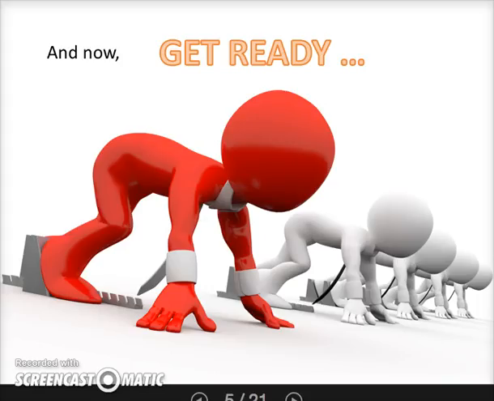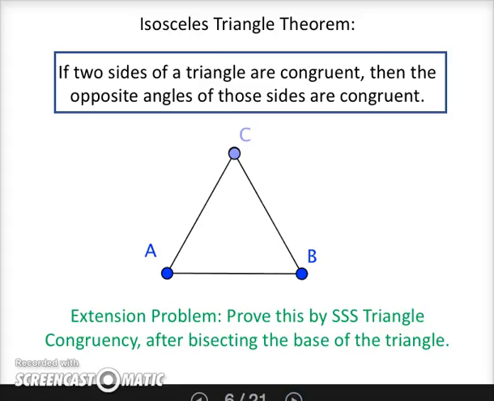And now get ready. We're about to learn a new theorem that's going to be powerful in some of our proofs and calculations. The isosceles triangle theorem. If two sides of a triangle are congruent, then the opposite angles of those sides are also congruent. Okay, so in this example here, suppose that side AC is congruent to side AB.